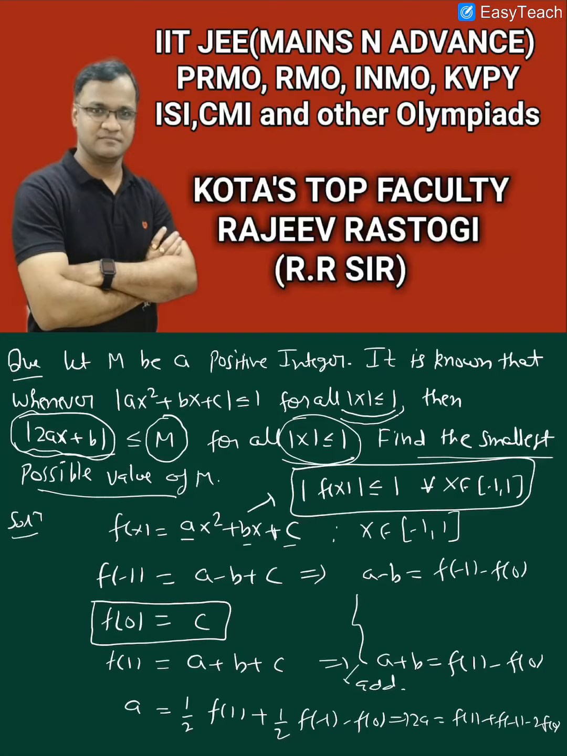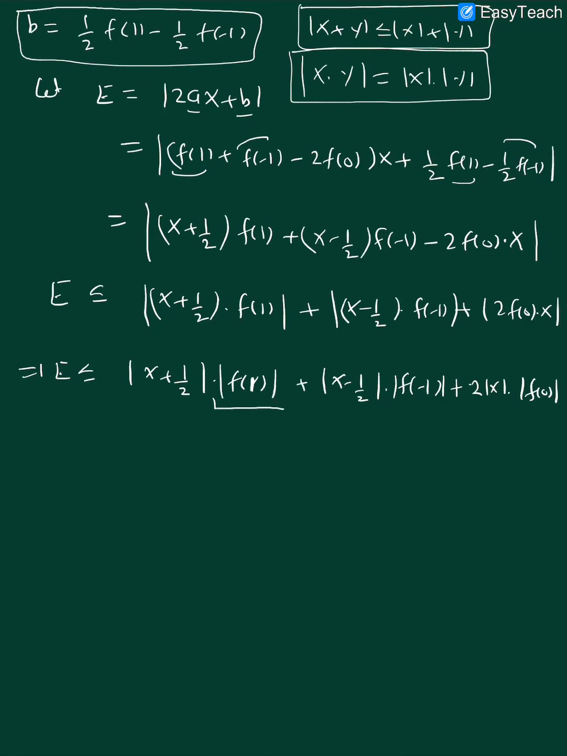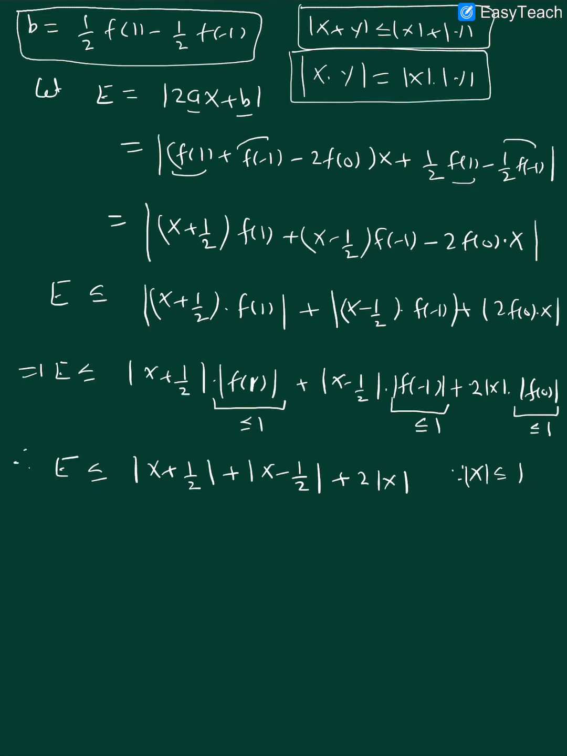Now, using this condition, we can write |f(1)| is less than or equal to 1, |f(-1)| is also less than or equal to 1, and |f(0)| is also less than or equal to 1. Finally, what we can write from here is E is less than or equal to |x + 1/2| + |x - 1/2| + 2|x|. And since |x| is less than or equal to 1, this quantity cannot go beyond 2.